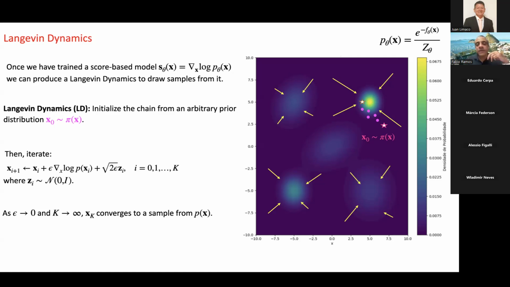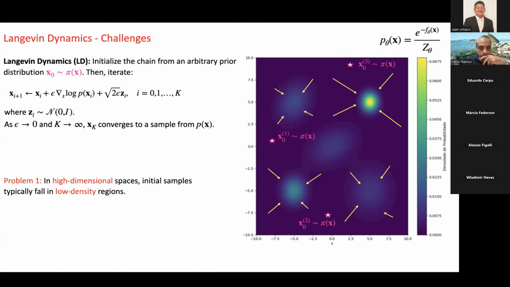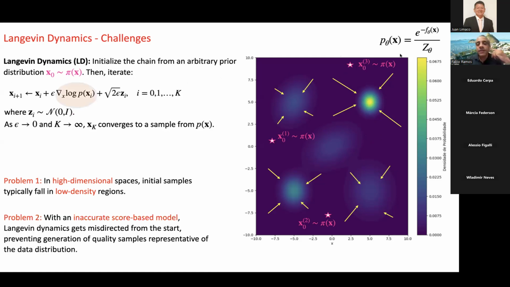And there are a lot of theorems saying that, well, under some hypotheses, it works. The problem is that in high dimensions, usually you initialize in a very low density region, right? And second, if you're in a very low density region, then you have an inaccurate approximation of the score. So the Langevin dynamics will not work because you don't have a good approximation for this. So Langevin dynamics is an old idea, but it doesn't work in practice.